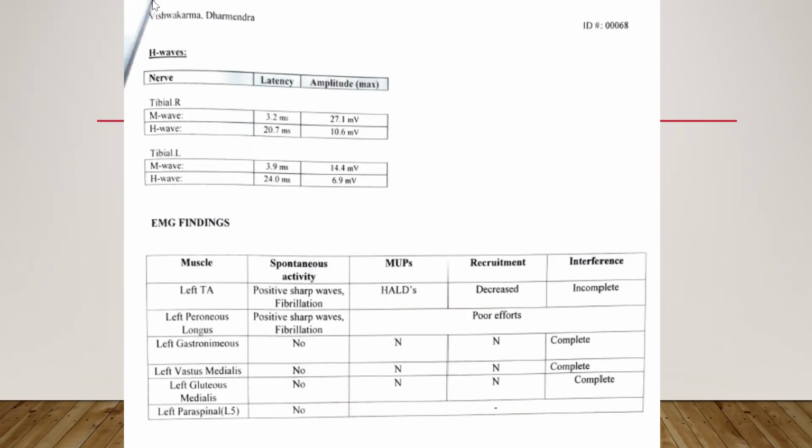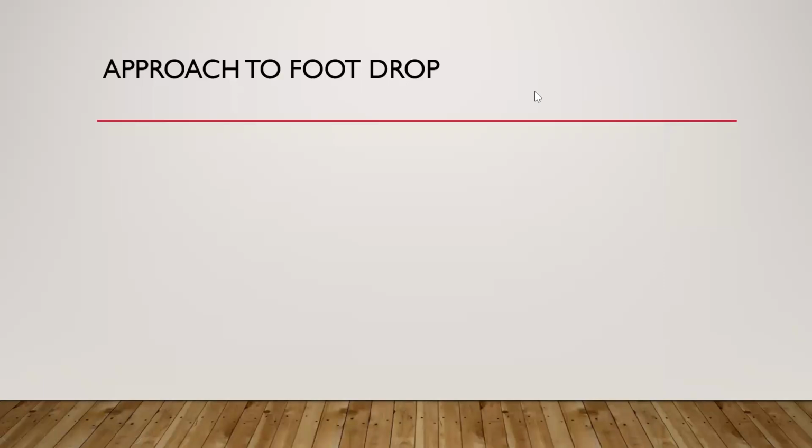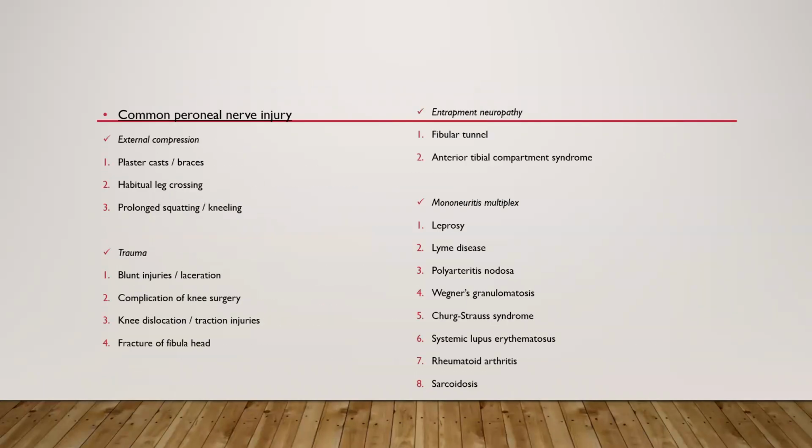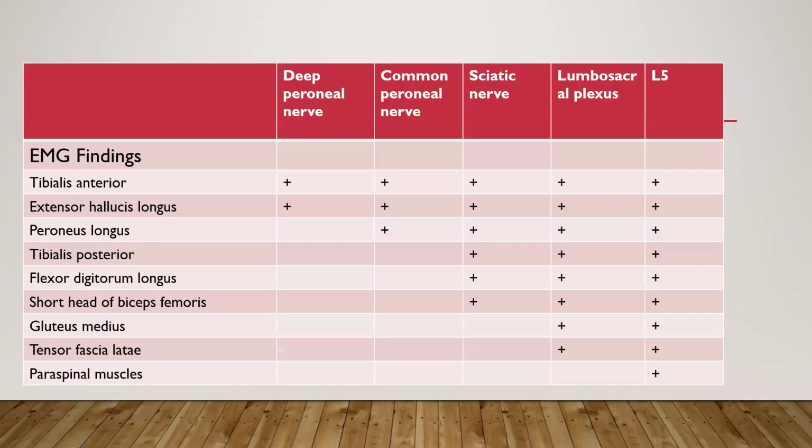So we did the EMG in this patient. It was a common peroneal neuropathy. The most important table in this is this one. Everybody is aware of this table?